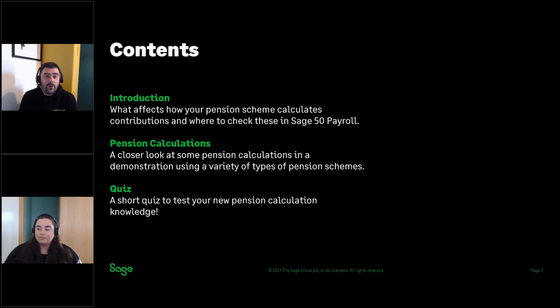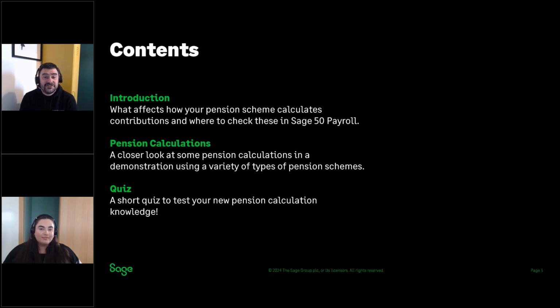Let's now take a look at what we're going to cover in the webinar. Alice is going to start things off with an introduction, explaining what factors affect how pension contributions are calculated and where to check these settings in Sage 50 Payroll. I'm then going to come back and run through some pension calculations with you. I have 4 examples using a variety of settings, just so that you can fully understand how the calculations are done. And we even have one calculation for you to do at home to see if you can come up with the correct answer. So a bit of audience participation in today's webinar.